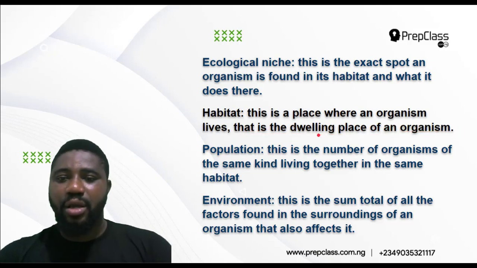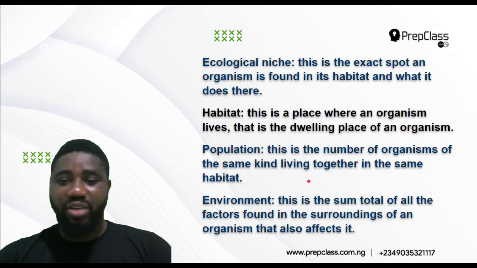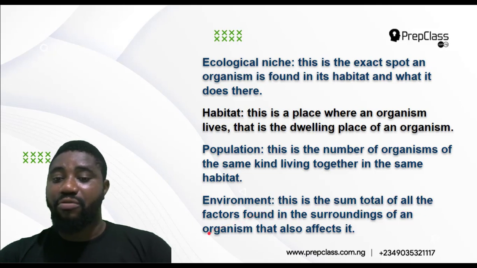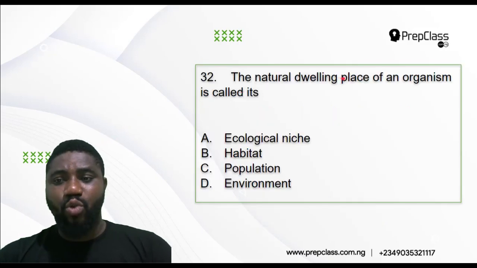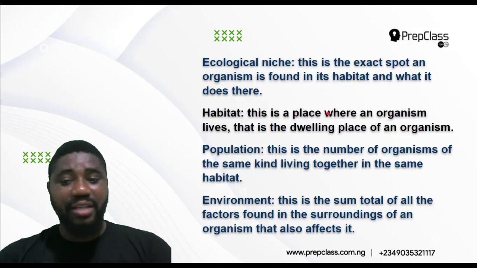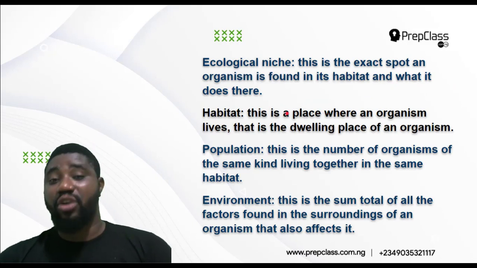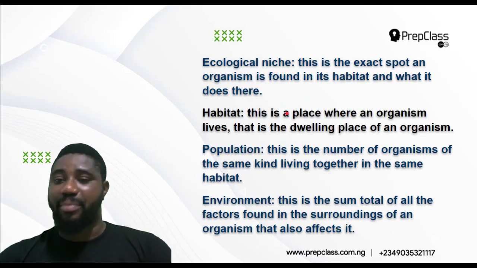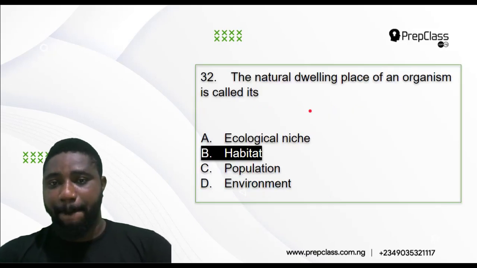We've seen our answer. Population simply means the number of organisms of the same kind living together in the same habitat. Environment simply means the sum total of all factors found in the surrounding of an organism that affects it. Remember, the question says the natural dwelling place of an organism is called. The answer is its habitat. So the natural dwelling place of an organism is the place where the organism lives, and that is its habitat. So the correct answer is option B, habitat.